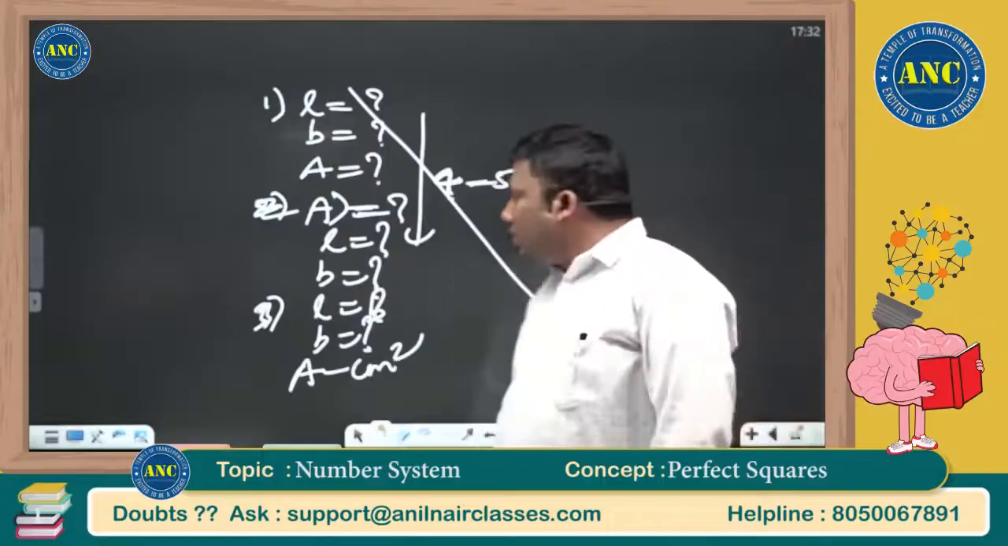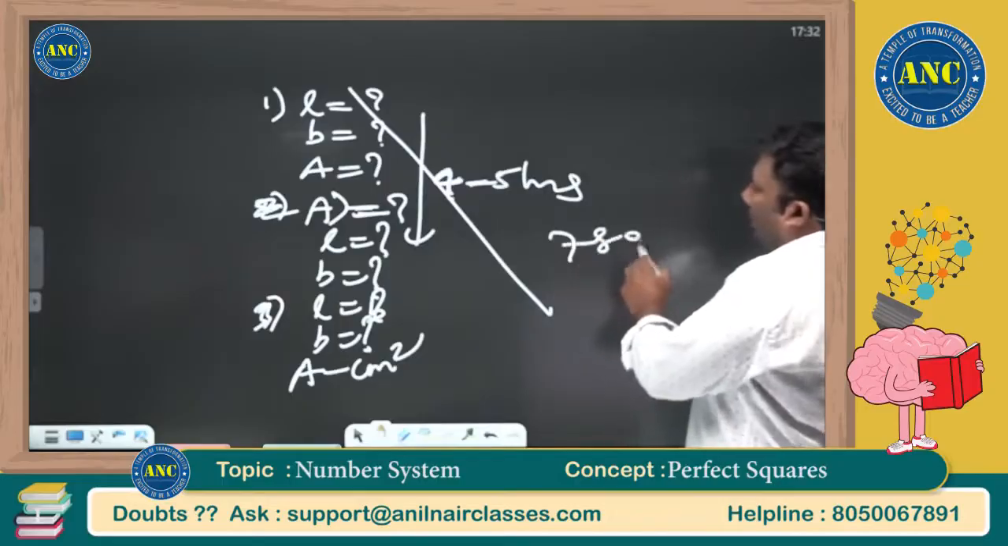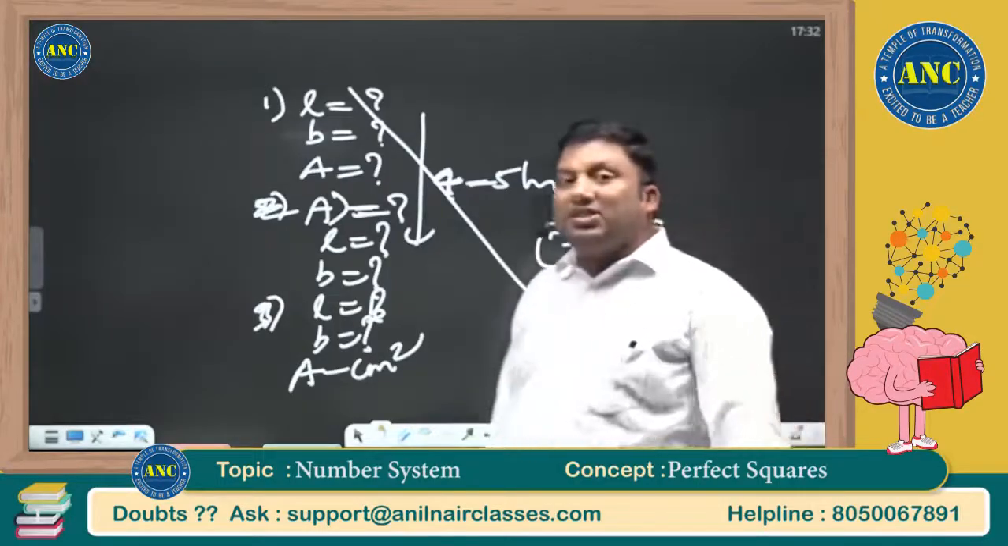Any doubt? Anuj, 789 is a composite number, right? 7 plus 8 is 15, 15 plus 9 is 24.